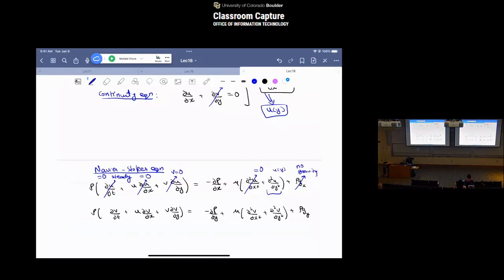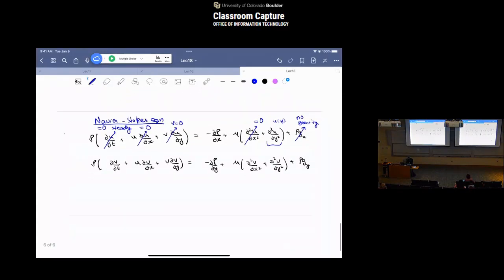So it's identical. The only difference is now we have not dropped the pressure gradient term. Let's keep going for the y direction. So this is the x direction.